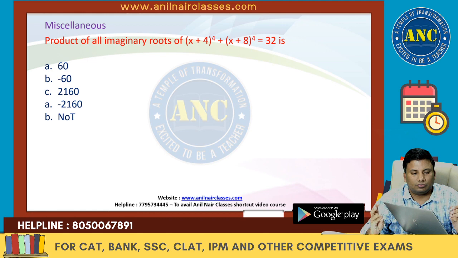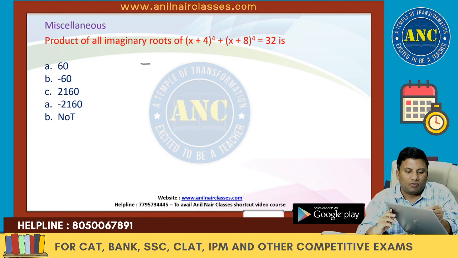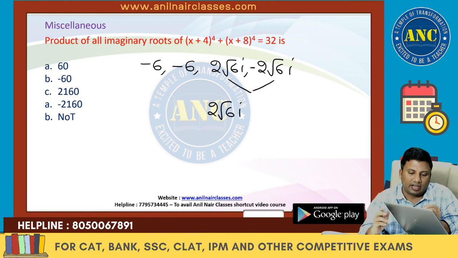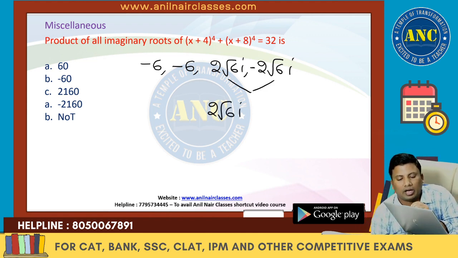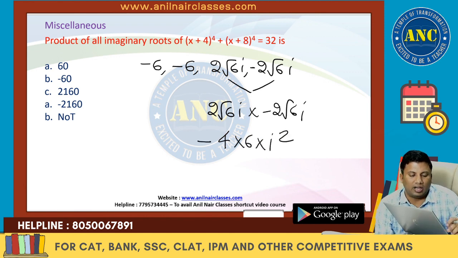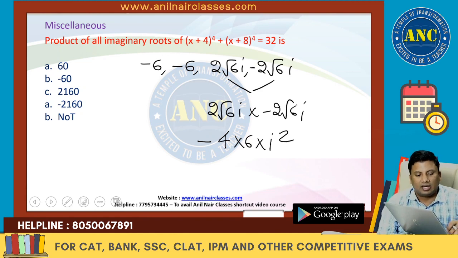Product of all imaginary roots. Of this one is minus 6, next is minus 6, 2 root 6i and minus 2 root 6i. Multiply this both, whatever the answer that you get. I hope it is clear, right? 2 root 6i into minus 2 root 6i, which is nothing but 4 into 6 into i square into minus 1. From there you will get the answer. Next one. I hope the idea is clear.